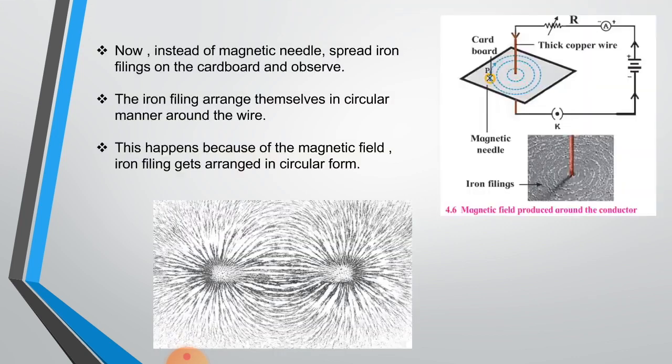Okay, so here you can see, as shown in the diagram, it will give a circular manner, a circle. Here you can see a circle which is going to form this type of circle. So the iron filings arrange themselves in a circular manner around the wire. Why does this happen? Yes, a very interesting question. Because of what? Magnetic field. Only when there is a magnetic field do the iron filings get arranged in a circular manner. So it gets arranged in a circular manner because of the magnetic field.